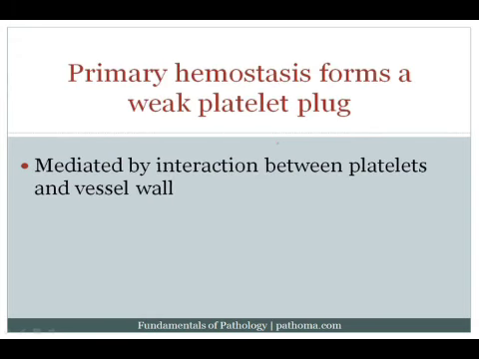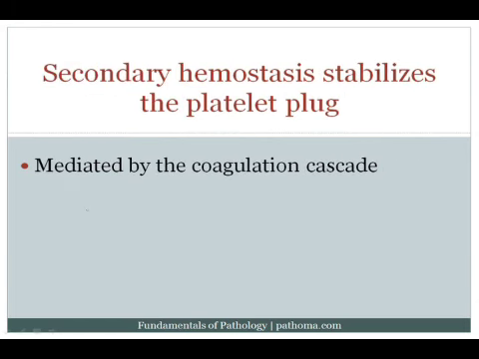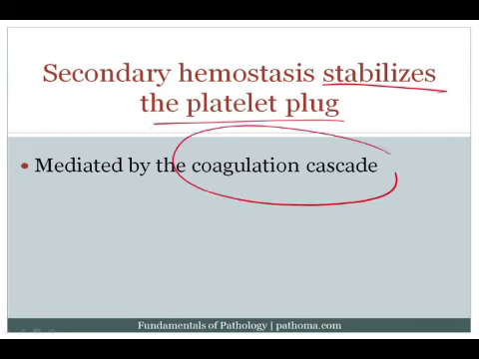In primary hemostasis, we form a weak platelet plug, and the key thing here is that that platelet plug is weak. Now, of course, the platelet plug is formed by an interaction between the platelets and the vessel wall. Then secondary hemostasis comes in, and the goal is to stabilize that platelet plug. So again, secondary hemostasis stabilizes the platelet plug, and that's all mediated by that complex thing called the coagulation cascade. So with this little bit of introduction, we can now move forward into the disorders.